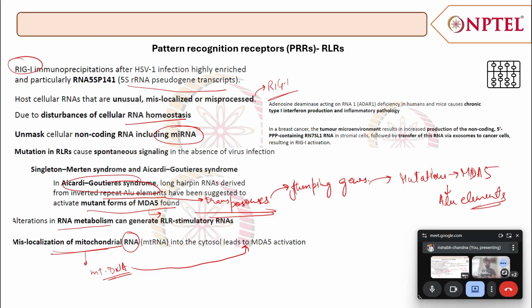Then, in breast cancer, the tumor microenvironment results in the production of non-coding 5' triphosphate containing RNA in the stromal cells. Because of this non-coding RNA, what will happen is it will transfer the RNA through exosomes to the cancer cell, and that will activate RIG1. Okay, so these are some of the examples where it can lead to diseases because of the activation by irregular RNAs that are produced from our body. Okay, so any doubts in this particular slide?